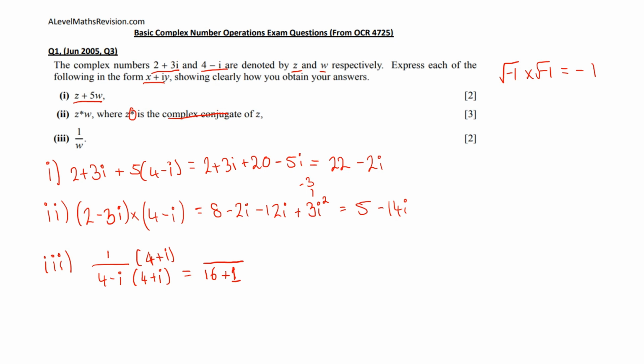Right, so then times this out, that's just going to be 4 plus i. So we're going to be left with 4 over 17 plus 1 over 17 i. I'm going to put it like that because it says once in the form x plus iy. That's the first question done.